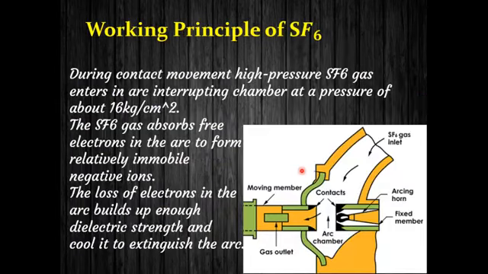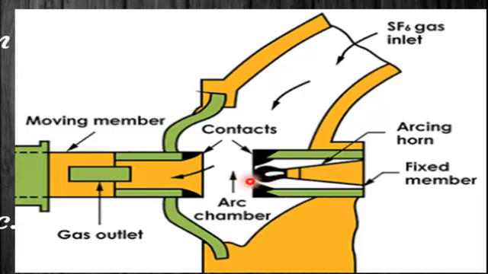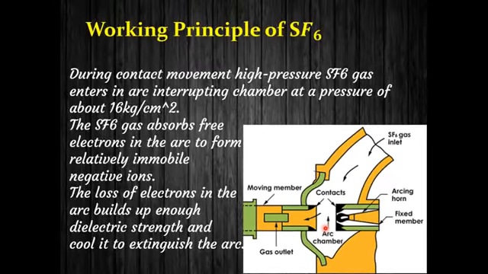The working principle of SF6 is that during the contact movement in case of fault, high pressure SF6 gas enters into the arc chamber at a pressure of about 16 kg per centimeter square. The SF6 gas absorbs free electrons that are produced in the arc to form relatively immobile negative ions. The loss of electrons in the arc builds up enough dielectric strength in order to cool and extinguish the arc and prevent restrike.